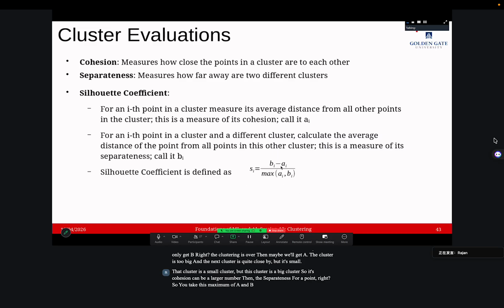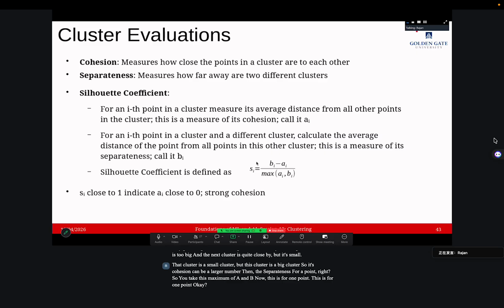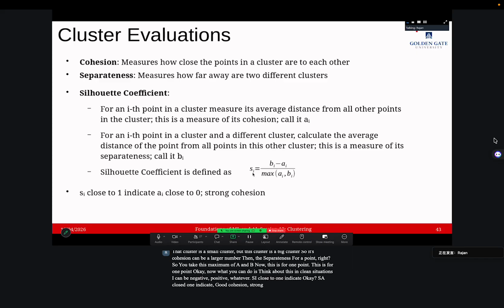Now this is for one point. Think about this in clean situations. SI can be negative, positive, whatever. SI close to 1 indicates good cohesion, strong cohesion. SI close to 1 indicates A is close to 0, therefore strong cohesion.